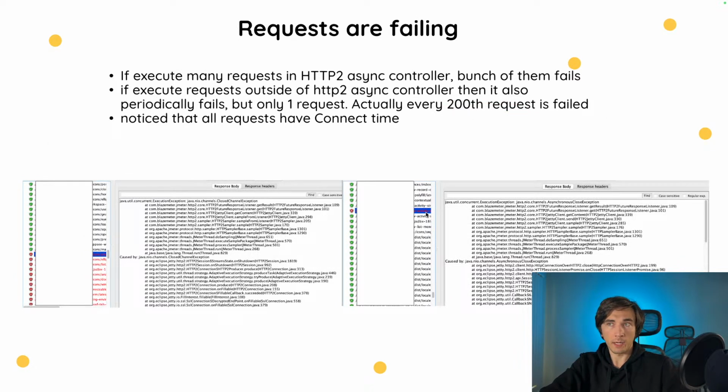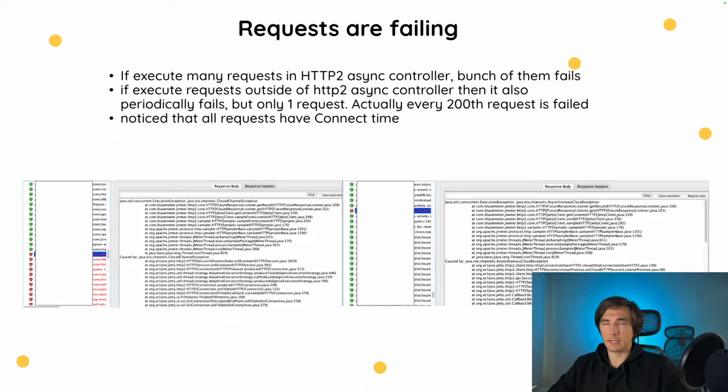In case you send requests sequentially, only one fails. Why? Because only for this request the connection was reset. All further requests are not affected. They will just use the new connection. So that's the problem, and actually it still exists.